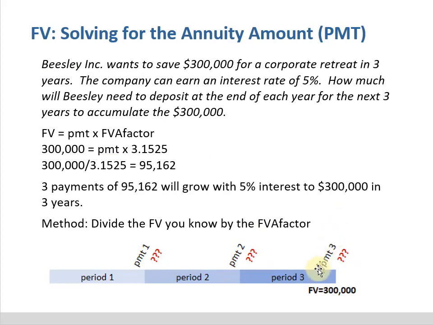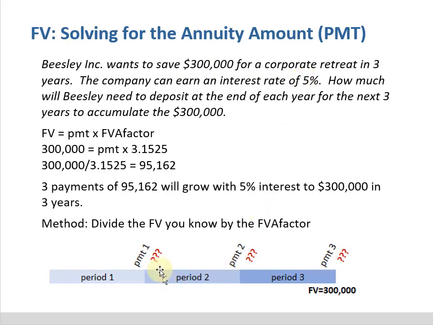Now let's try another one here. So similar example, but notice the difference. Here we have Beasley Inc. They want to save $300,000 so that the company can have a corporate retreat in 3 years. Once again, our interest rate is 5%. And we're asking, how much will Beasley need to deposit at the end of each year for the next 3 years to accumulate the $300,000?